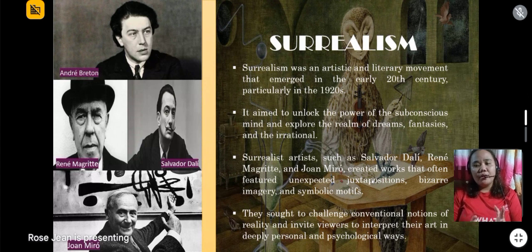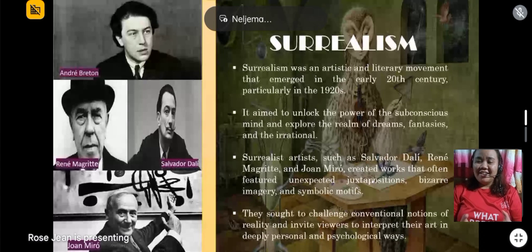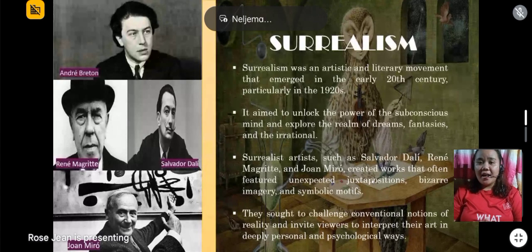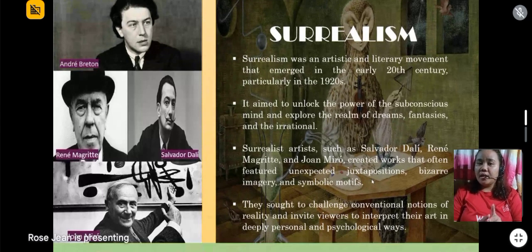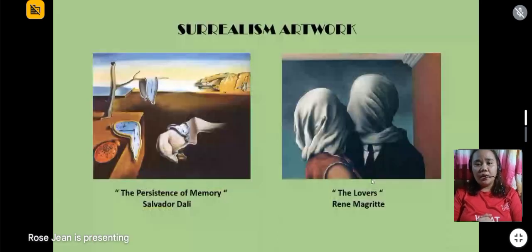Surrealism influenced various art forms, including painting, sculpture, literature, film, and even philosophy, challenging conventional notions of reality and encouraging viewers to question their perception of the world. So, we have example artworks of Surrealism, which are The Persistence of Memory by Salvador Dalí, and the other one is The Lovers by René Magritte.